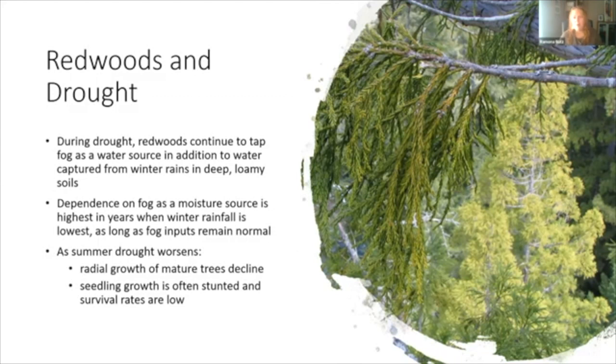And so as that summer drought worsens, the radial growth of mature trees declines. And then seedlings in particular are often stunted and survival rates are very low. And because these are such long-lived species, it's really this seedling recruitment class that is of greatest concern when we're looking at recent droughts in California, because older, mature trees tend to be fairly drought tolerant. It is really looking at that recruitment class of seedlings. And in this case, when you do have those summer droughts, those seedlings are quite stunted and often survival rates are incredibly low.